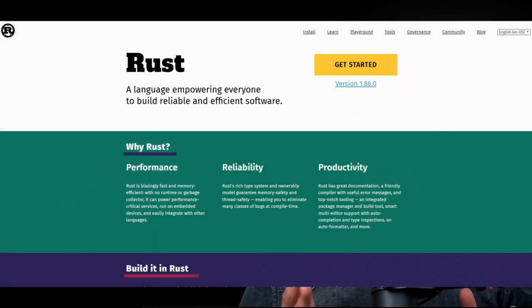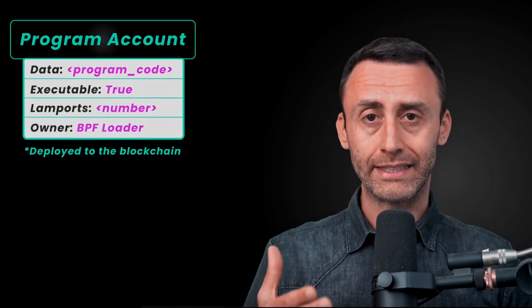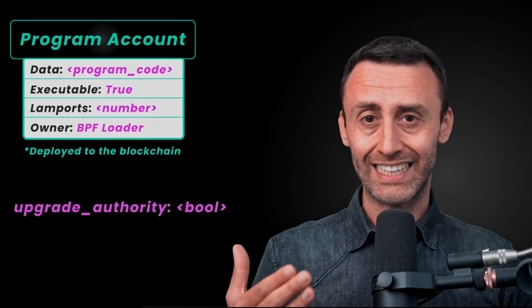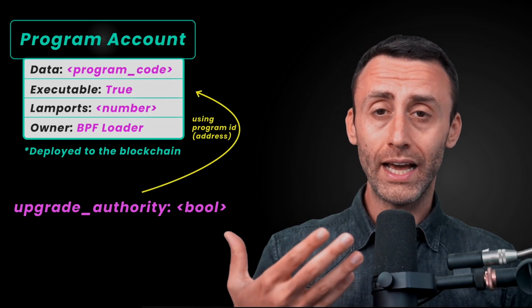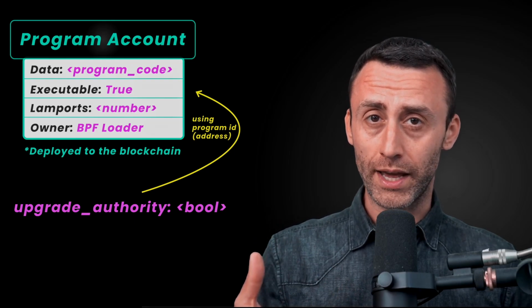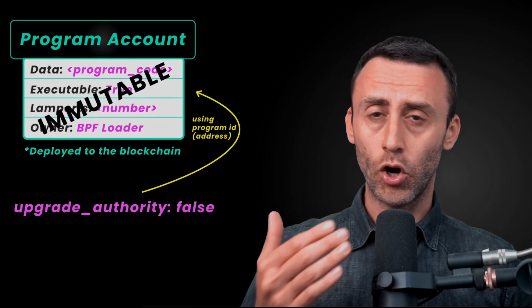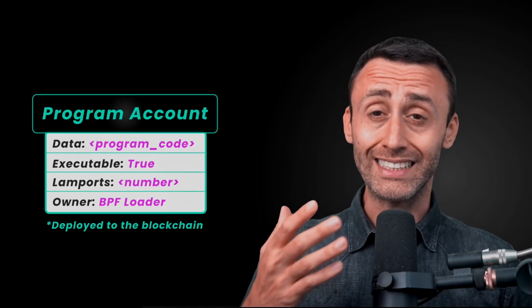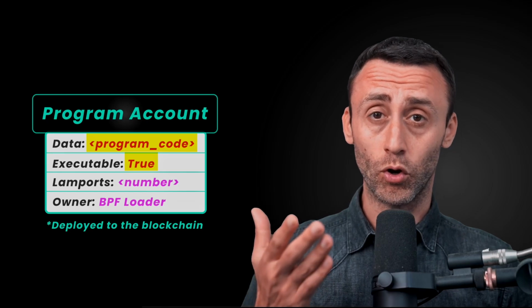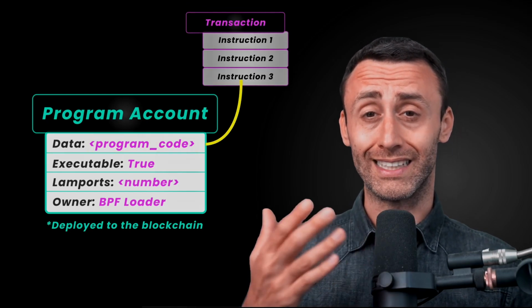Programs on Solana are usually written in Rust and deployed to the blockchain. By default, they are upgradable. Each program has an upgrade authority, an entity that can redeploy new code to the same program address, known as the program ID. If the upgrade authority is removed, the program becomes immutable and can no longer be changed. Once deployed, a program lives on-chain as an account that stores executable code. It just sits there, waiting to be called via instructions sent from transactions.